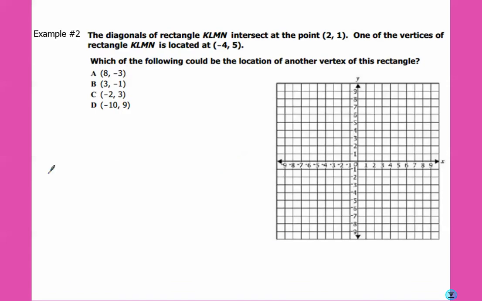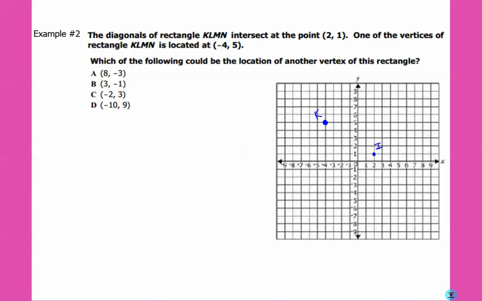Example number 2. The diagonals of a rectangle intersect at the point (2, 1). One of the vertices of the rectangle, KLMN, is located at (-4, 5). So I'm going to plot that one, (-4, 5). I'm going to pretend that's K just for fun. The diagonals intersect at (2, 1). So I'm going to make that I for intersection.